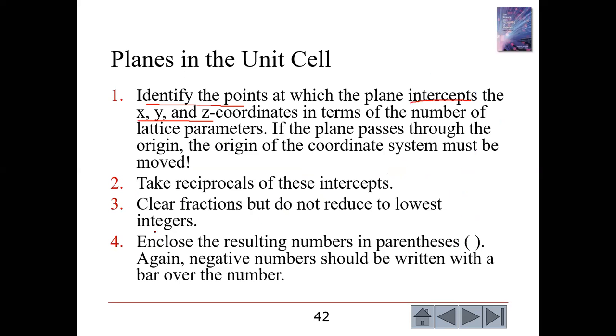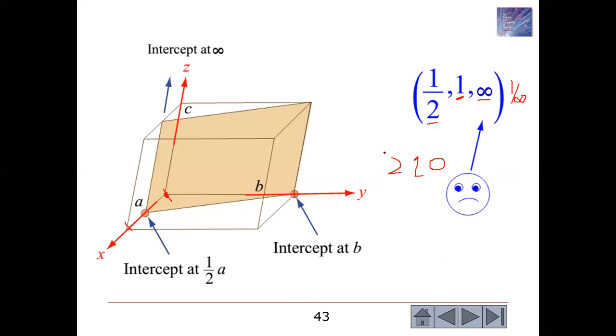Okay. The fourth step is to enclose the resulting numbers in parentheses, right? So what we would do is enclose it in parentheses. So the plane is (2, 1, 0). So the Miller index for this plane is (2, 1, 0).